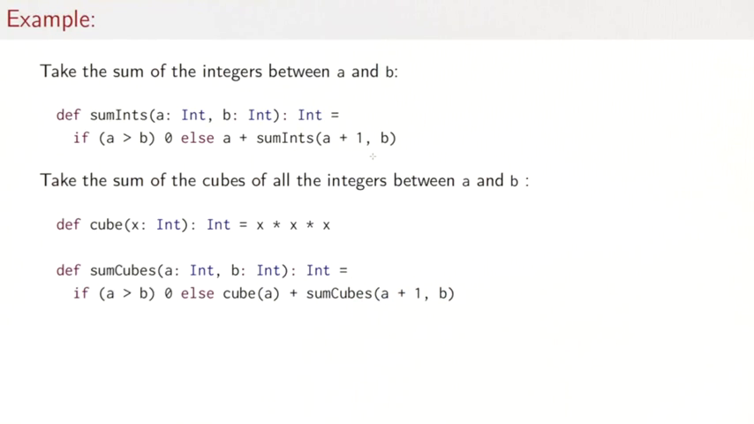Good. Now let's vary the problem a little bit and consider taking the sum of the cubes of all integers between a and b. So here's the cube function. Take an x, return x times x times x. sumCubes would then be the same as sumInts, but where we used an a before, now we return cube of a. Otherwise, it's the same thing, a recursive call to sumCubes in this case.